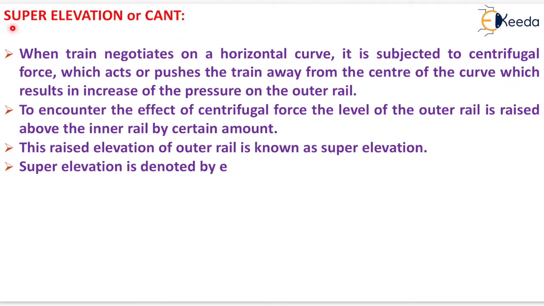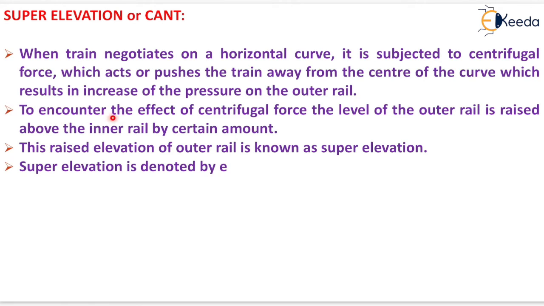Now the next one is the super elevation or cant. When a train negotiates a horizontal curve, it is subjected to centrifugal force, which pushes the train away from the center of the curve, which results in an increase of the pressure on the outer wheel.